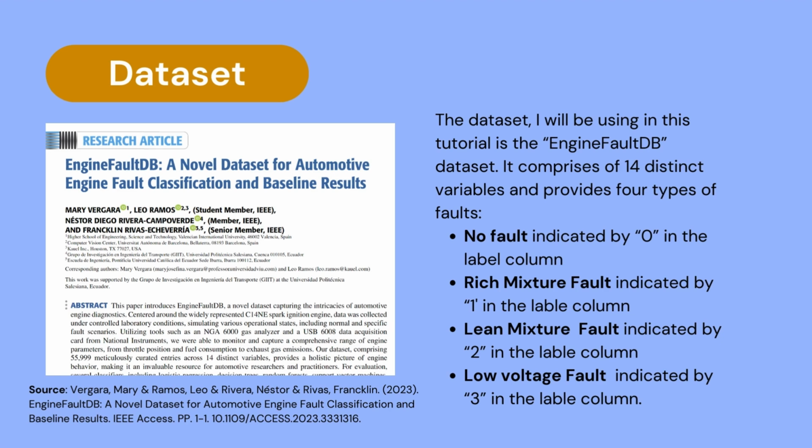These scenarios are captured into 4 categories. We have the no fault or the normal operation, which is indicated by a value of 0 in the label column fault. And then we have 3 types of faults. We have the rich mixture fault, which is indicated by 1 in that column, the lean mixture fault, which is indicated by 2 in the label column, and the low voltage fault, which is indicated by 3 in the label column.